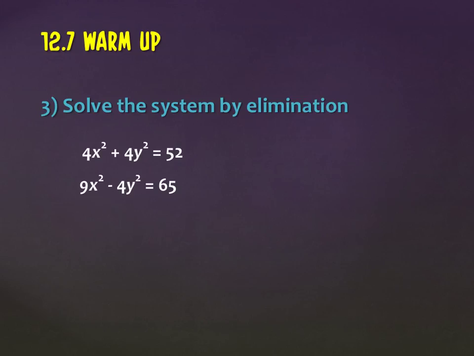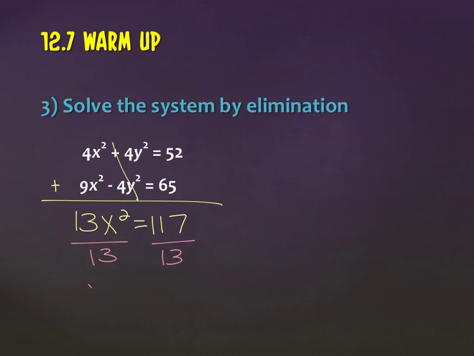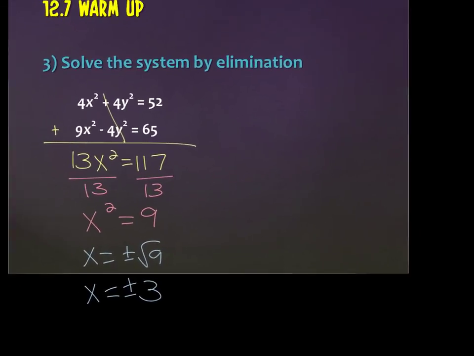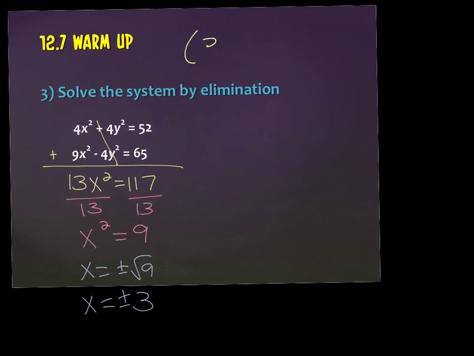Okay, last one, and this time it says elimination, so we're going to do it just like we did the first time. If I add these as they are, does something cancel? Yeah, so this time we get lucky. If I just add them, 13x squared, these cancel. 117. x squared equals 9. Square root both sides, making sure I do plus and minus. And I've got 2 x's, where x is 3 and where x is negative 3.